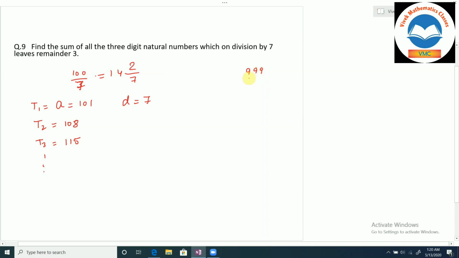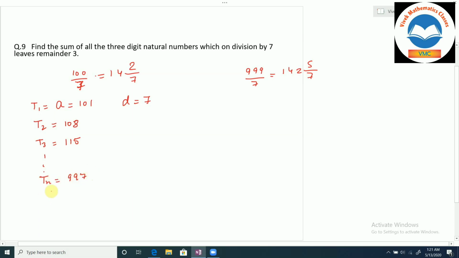If you divide this 999 by 7, what will you get? 4 times 28, 2 times 14, and 5 by 7. We are getting remainder as 5. So what should the last number be? The last number should be 997, so that you will get remainder 3. It means the Tn value we have been given is 997.